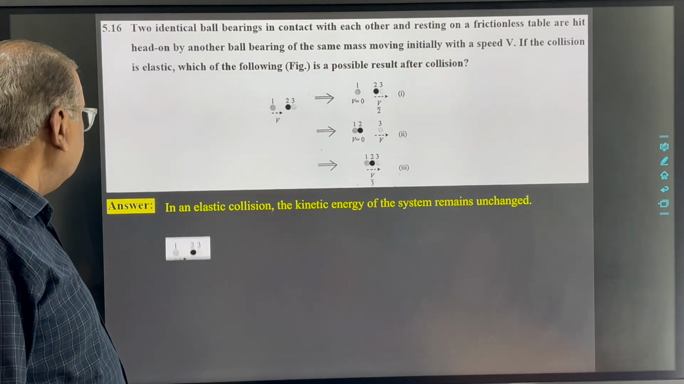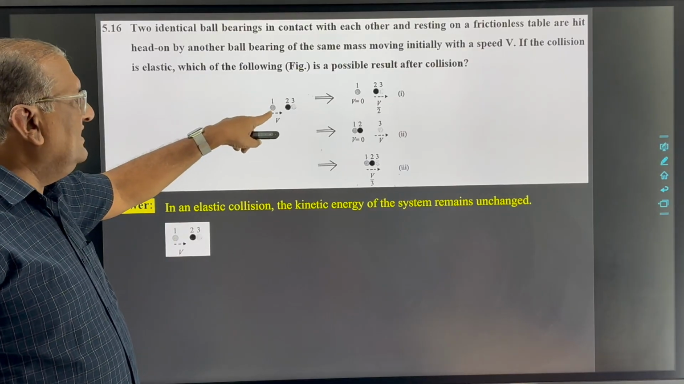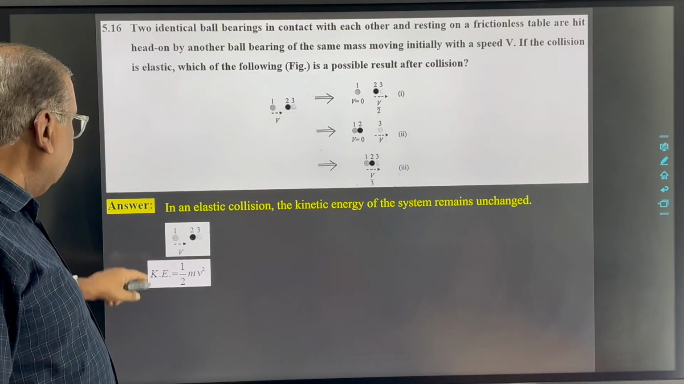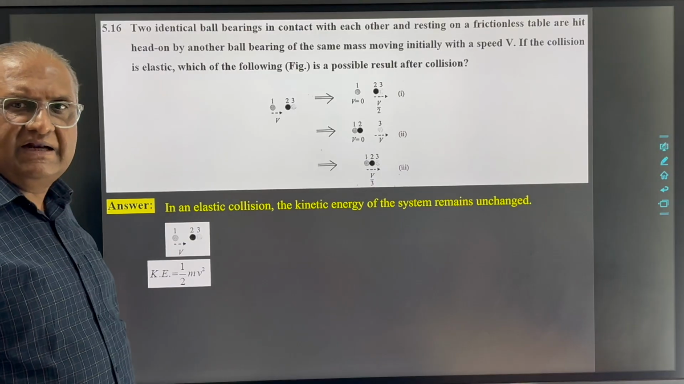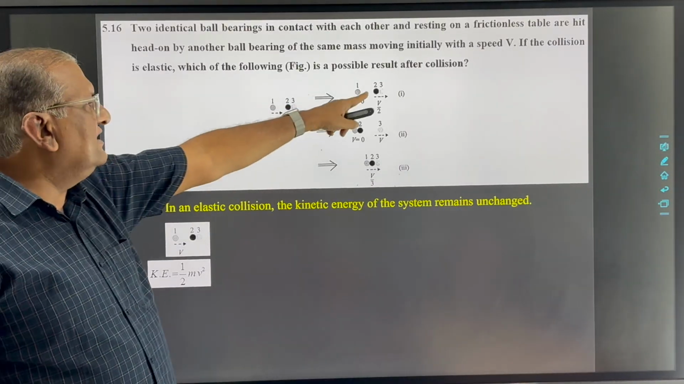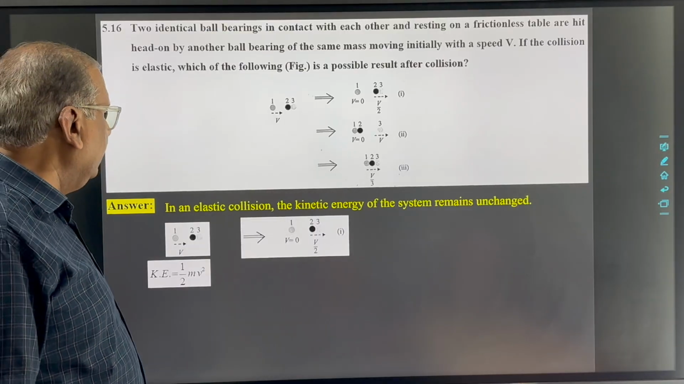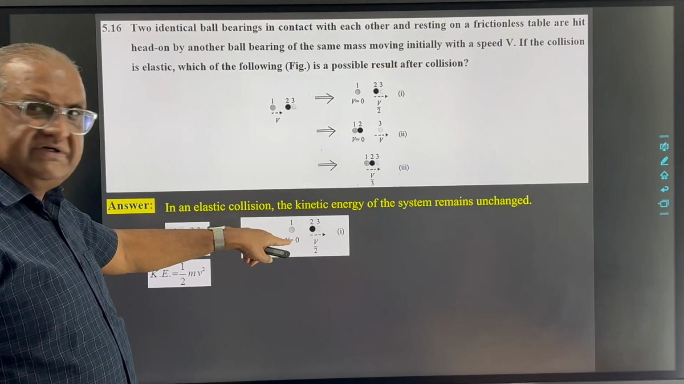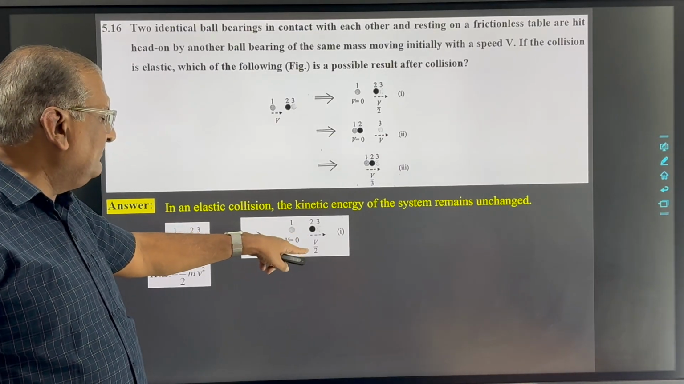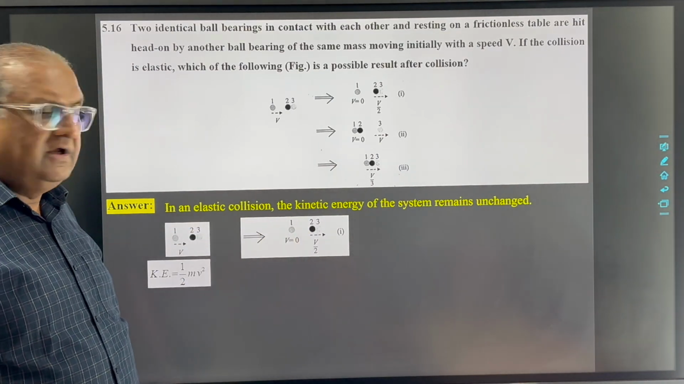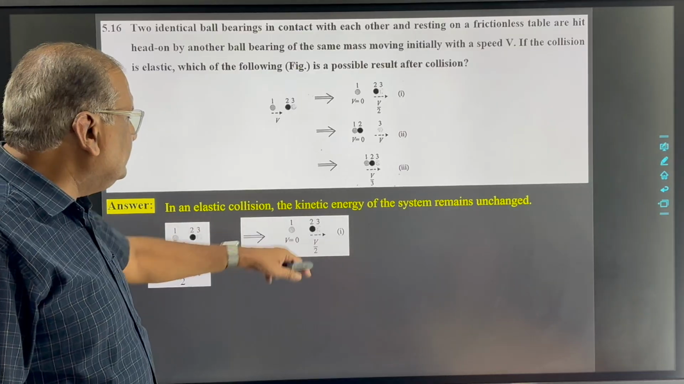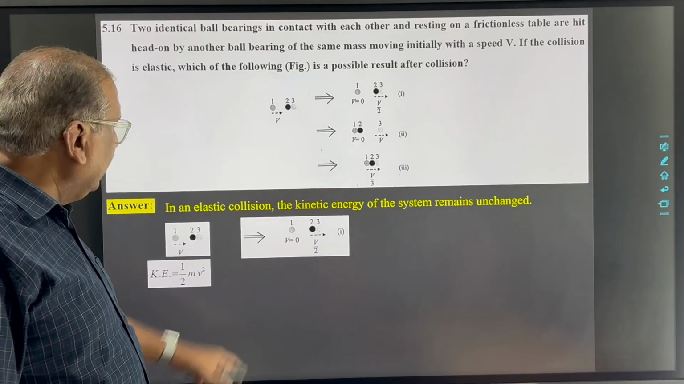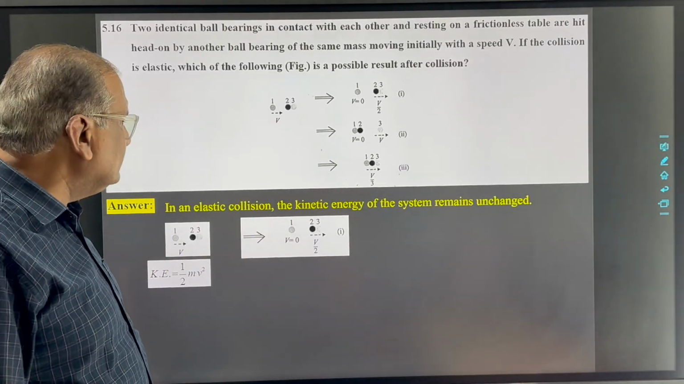Now see, in the first case, before collision, the total kinetic energy of the system is half mv square, because 2 and 3 are stationary. Now after collision, if we think about case number 1, the first one is with velocity 0, and 2 and 3 are moving with velocity v by 2. So the kinetic energy after collision is that of 2 and 3 combined, because 1 is stationary, so its kinetic energy is 0.